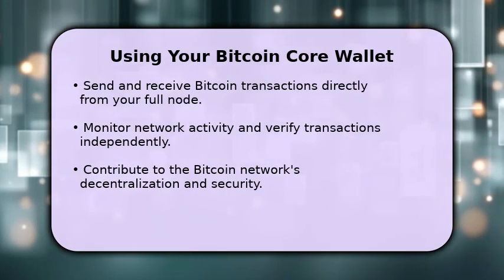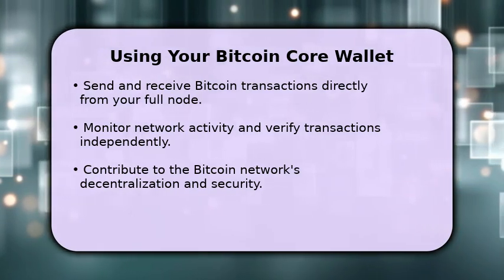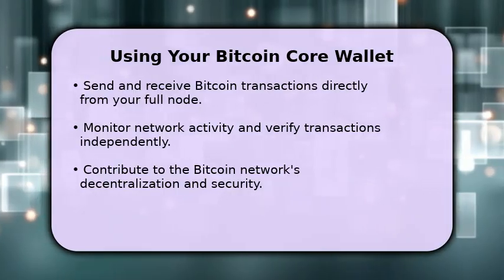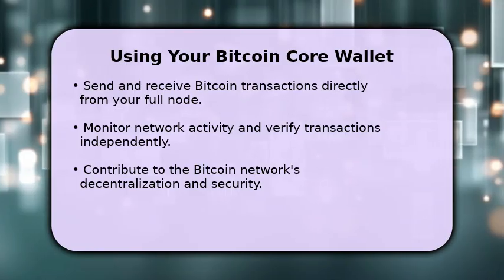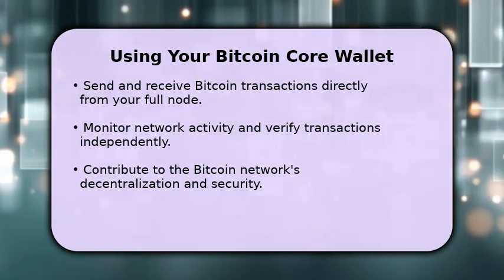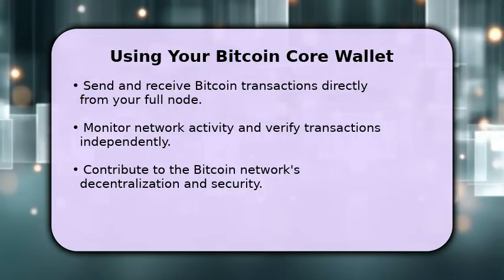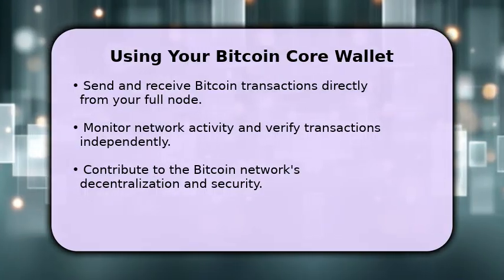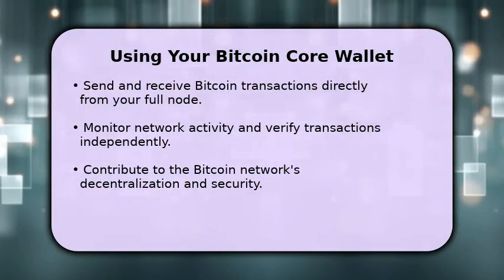With Bitcoin Core fully set up, you can now send and receive Bitcoin transactions directly from your own full node. This gives you complete control and privacy over your funds. You can also monitor network activity and independently verify all transactions without relying on third parties. By running a full node, you actively contribute to the Bitcoin network's decentralization, security, and overall health. It is a powerful tool for any Bitcoin user.